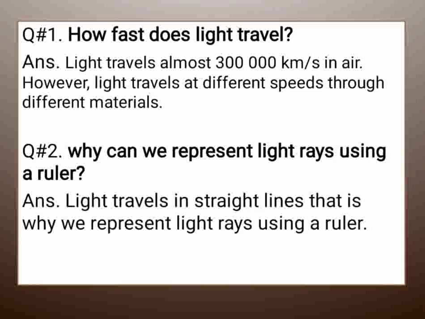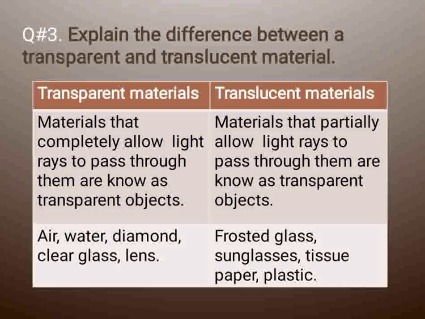Question number 2 is why can we represent light rays using a ruler? So we all know that light ray travels in a straight line. और किसी भी स्ट्रेट लाइन को अगर हमें शो करना है तो हम रूलर यूज करते हैं. So light travels in straight line. That is why we represent light rays using a ruler.